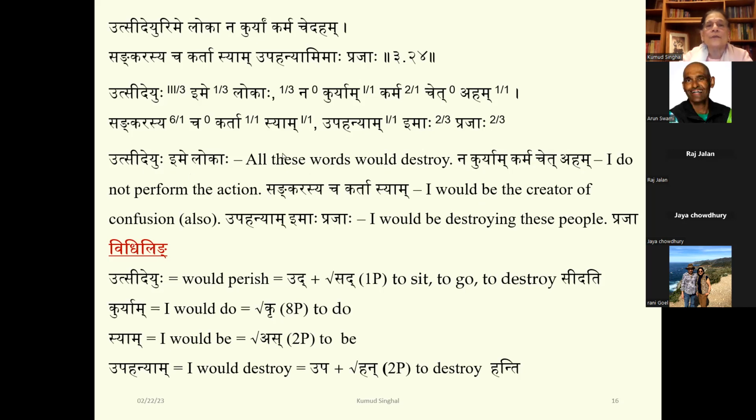It's a "not", like "if not". You do this sandhi here, so na kuryam karma cha chet aham. Chet means if. So here it is na kuryam karma chet aham: I do not perform the action. So it's not a prohibition. If it was "do not perform the action", then it would be ma. It is na in the usual sense.